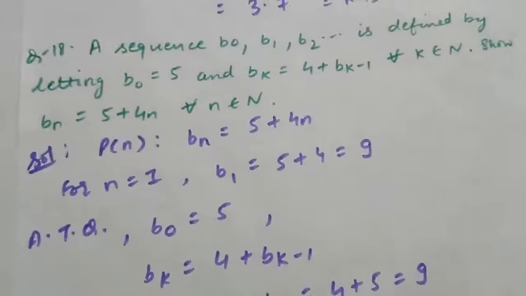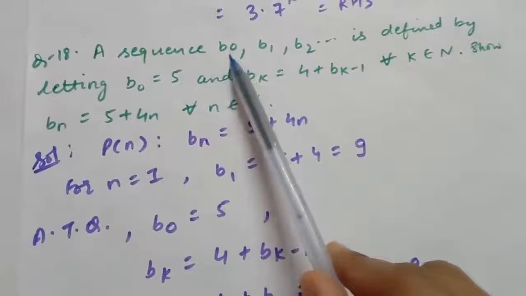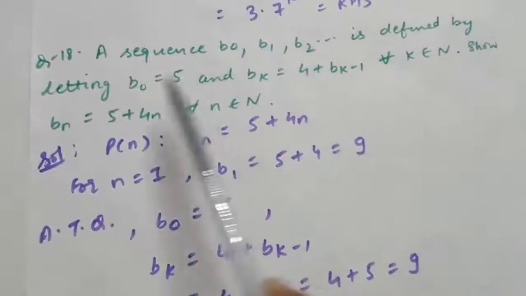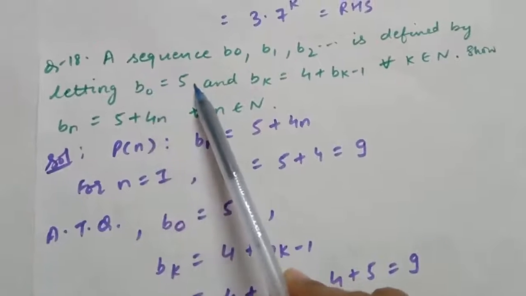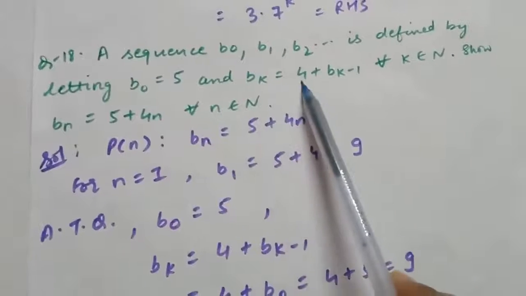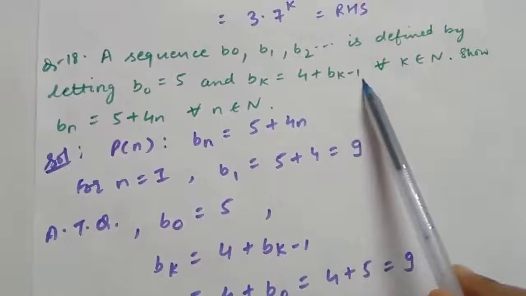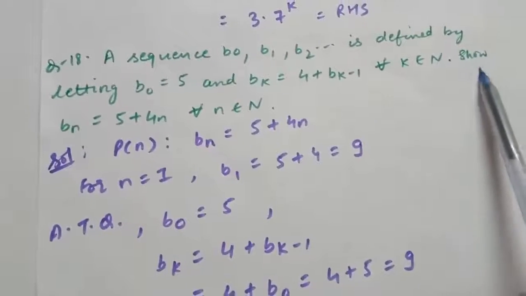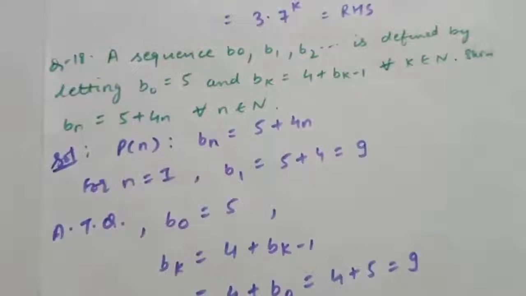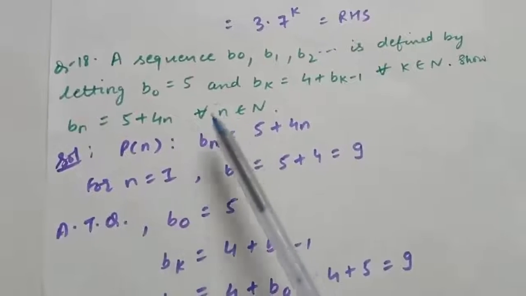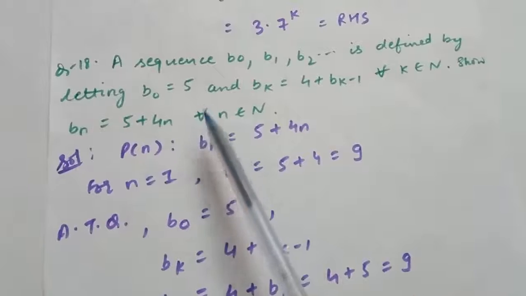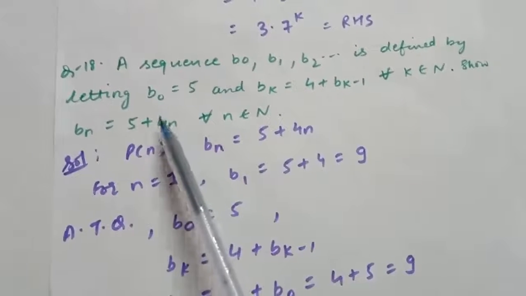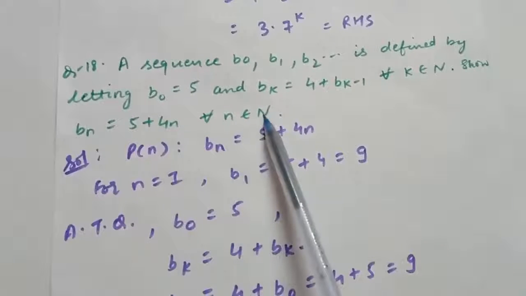Next question is question number 18. A sequence B0, B1, B2 and so on is defined by letting B0 is equal to 5 and Bk is equal to 4 plus B(k minus 1) for all k belongs to natural number. Show Bn is equal to 5 plus 4n for all n belongs to natural number. This is the symbol of for all. So we want to show that this statement is true for all n belongs to natural number.